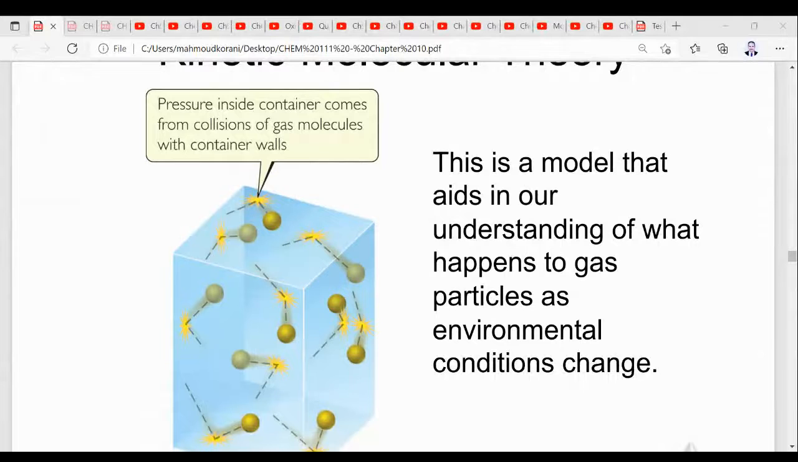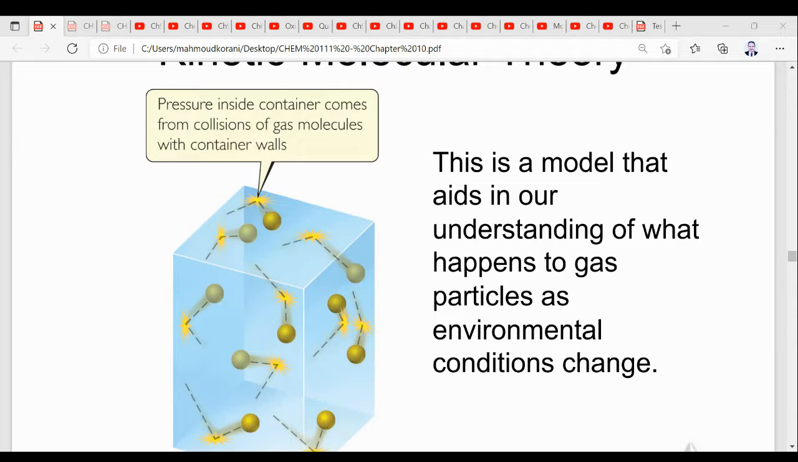The second one: the combined volume of all molecules of the gas is negligible relative to the total volume of the container. What does it mean? As I told you in the beginning of this chapter, the real volume of a gas is something like 0.1% of the total volume of the container. So it is very, very small. That's what it means.